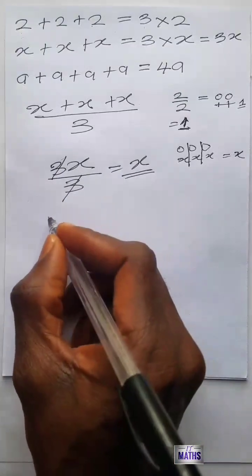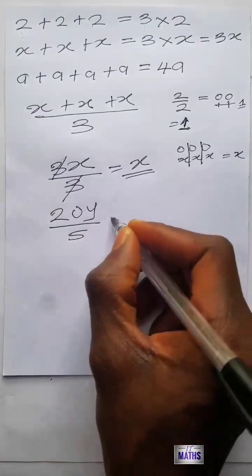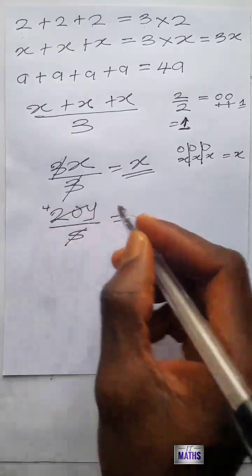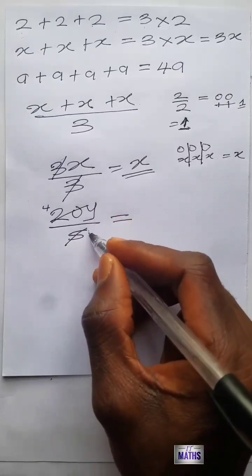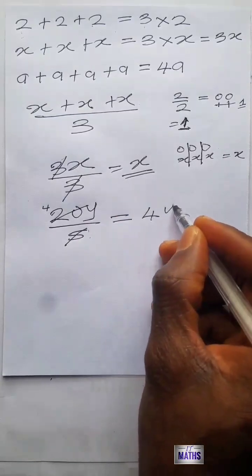So if I give you 20y divided by 5, what would you do? 5 goes into 20 four times. Of course, you can't cancel y. There is no y here to cancel the y on top. So your answer becomes 4y.